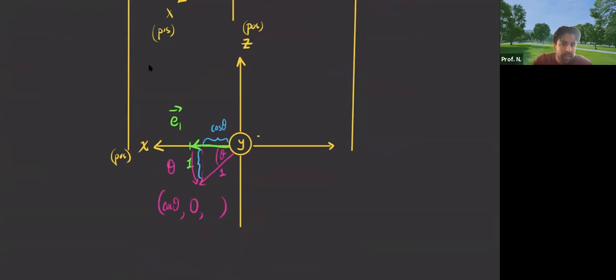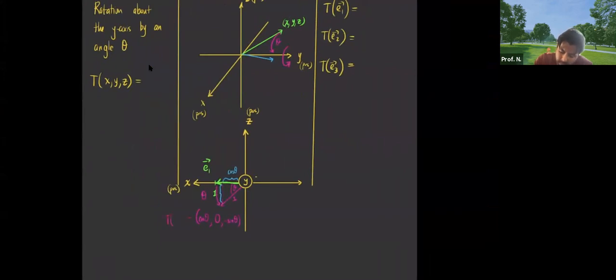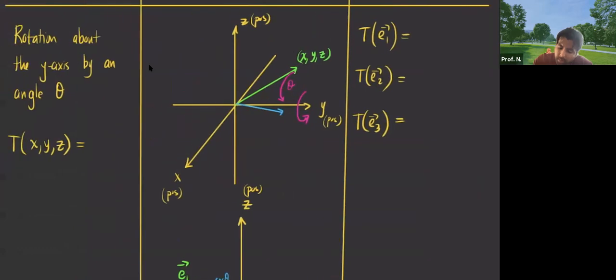But as you can tell by theta, if I rotate this by theta, my vertical component will be negative z. So this will be negative sine theta. That's my new vector. This is TE1. So TE1 is cosine theta, 0, negative sine theta.